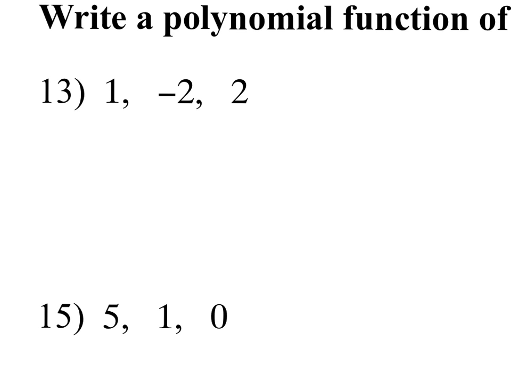To write a polynomial function of least degree using zeros, what we have to remember is that if a is a 0 or a root or an x-intercept, what that really means is that x minus a is a factor.